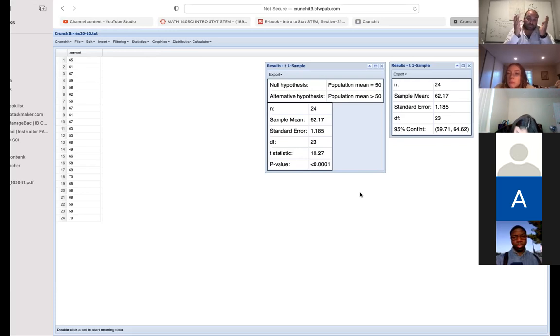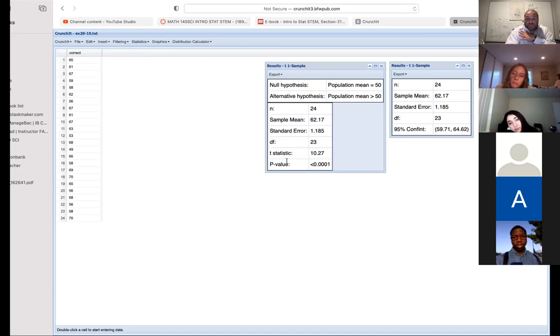In other words, no statistician in their right mind would ever claim that the null hypothesis is... again, we don't accept anything, but we would certainly reject the null hypothesis here. The data certainly supports it.